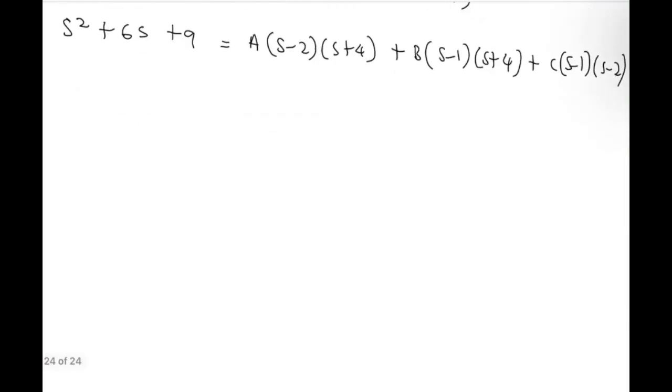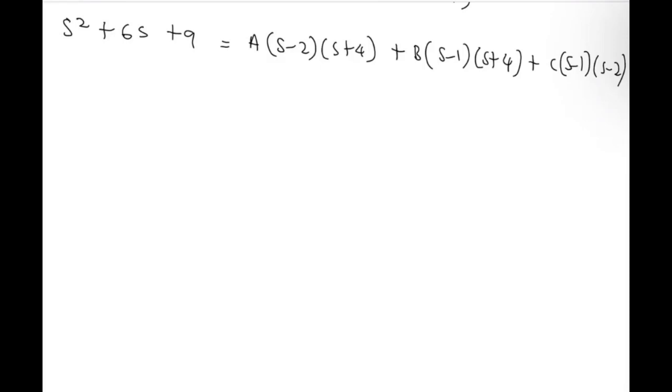All right, so there are a few methods to find A, B, and C. One method is to expand this: A times (s minus 2)(s plus 4), so you expand s squared minus 4s minus 8 and so on, and then you solve the simultaneous equations. The second method that I will show you is a simpler method. So we proceed by this method.